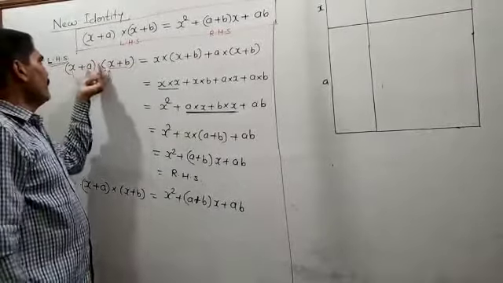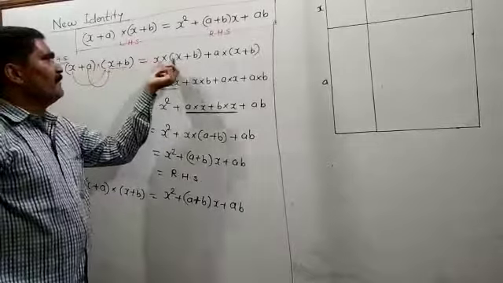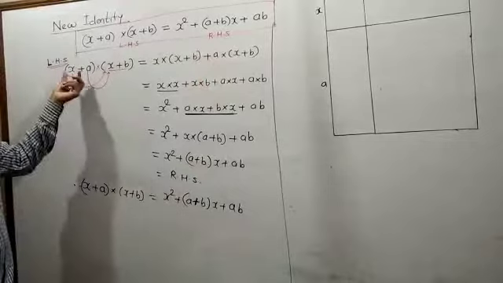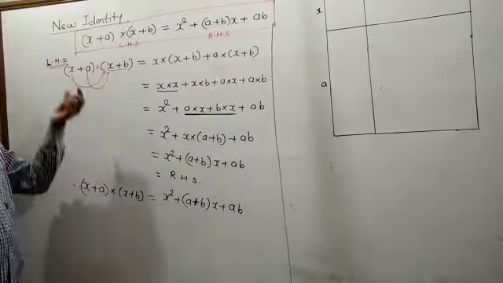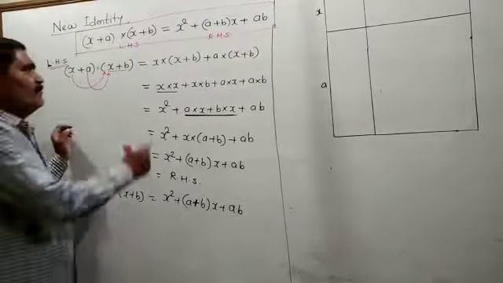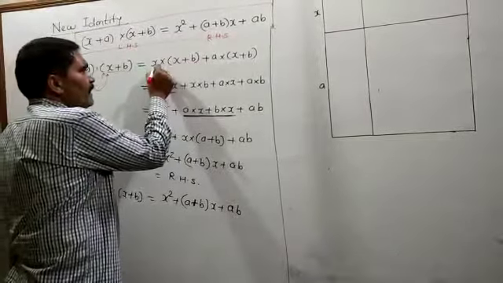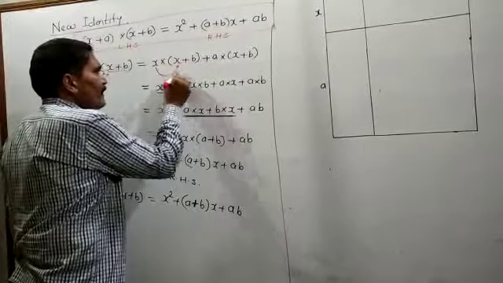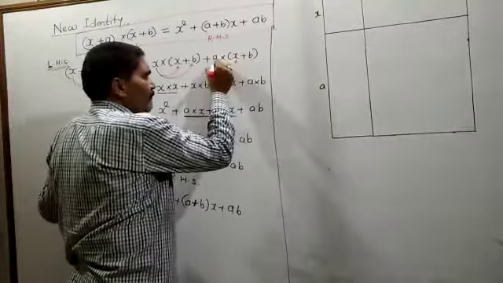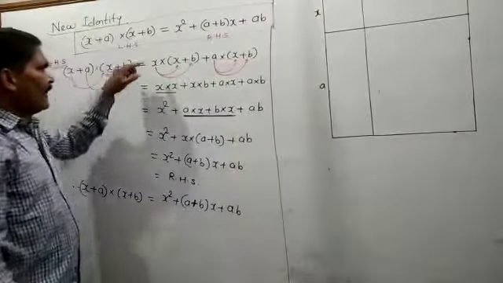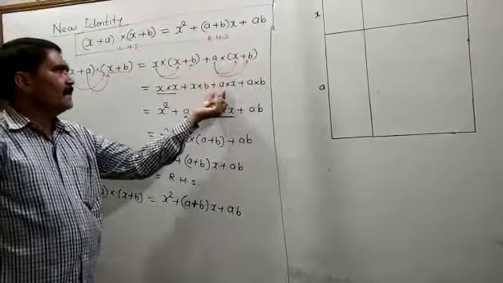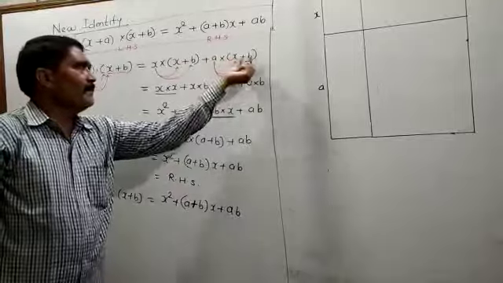x multiplied by (x + b) plus a multiplied by (x + b). Means distribute this bracket over the other bracket like this. Again you have to distribute this x over the bracket: x multiplied by x, x multiplied by b, then a multiplied by x and a multiplied by b. You write x multiplied by x here, x multiplied by b here, plus a multiplied by x here and a multiplied by b here.